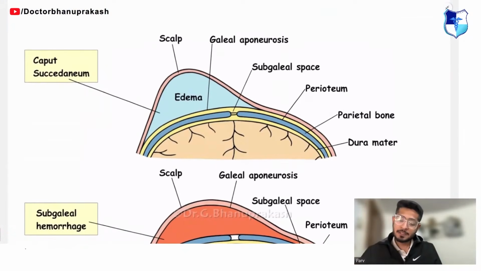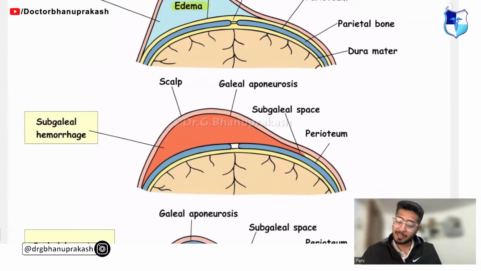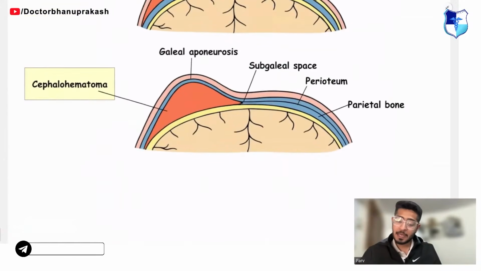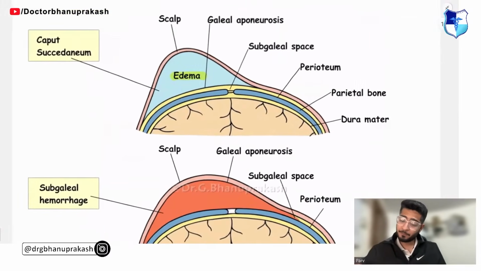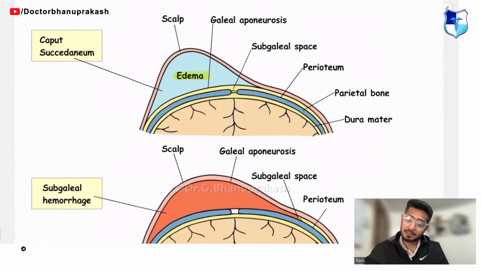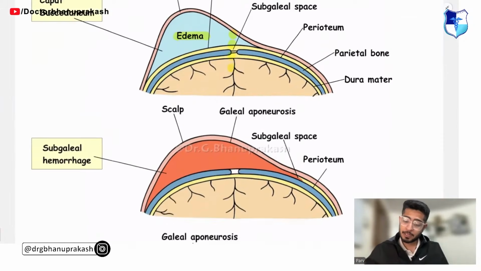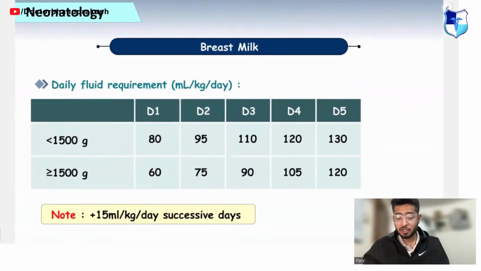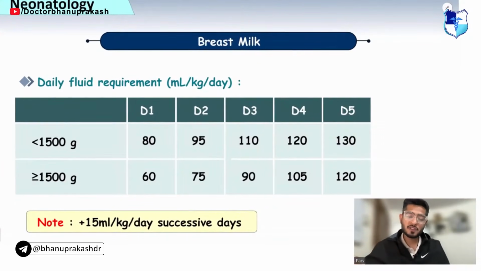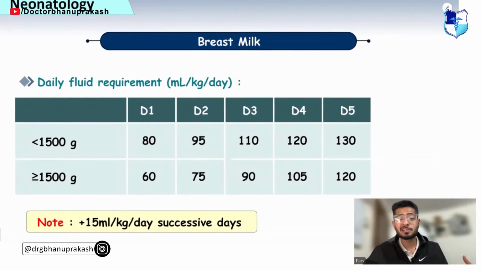See here, bache, this is caput succedaneum. Okay, so see here, this is the edema. Caput succedaneum, and this is the subgaleal hemorrhage, although this image is not asked. And then you have cephalohematoma. This is going to be there. So can you see that caput succedaneum is something which can even cross the suture line? But this is something which is not crossing the suture line, and this you have to be very sure about while attempting that image.